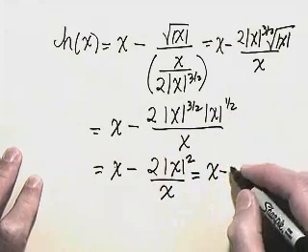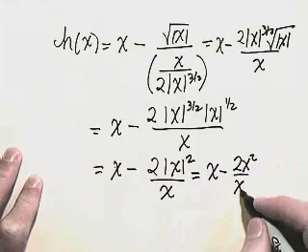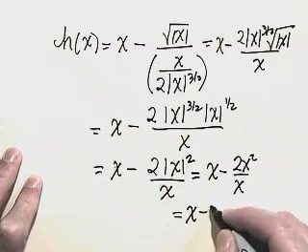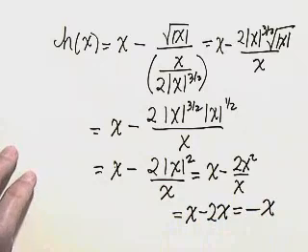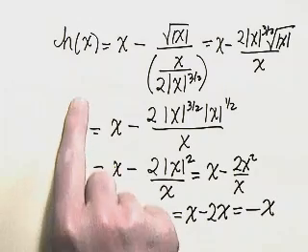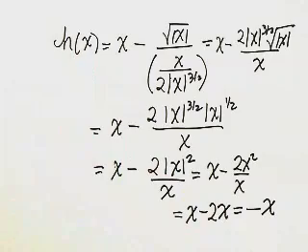So that's x minus 2x squared over x. Now we can cancel x with x squared. We end up with x minus 2x, and finally negative x. And so there you see very clearly that our iteration procedure using Newton's method, we start with x, we end up with negative x, and that's it.